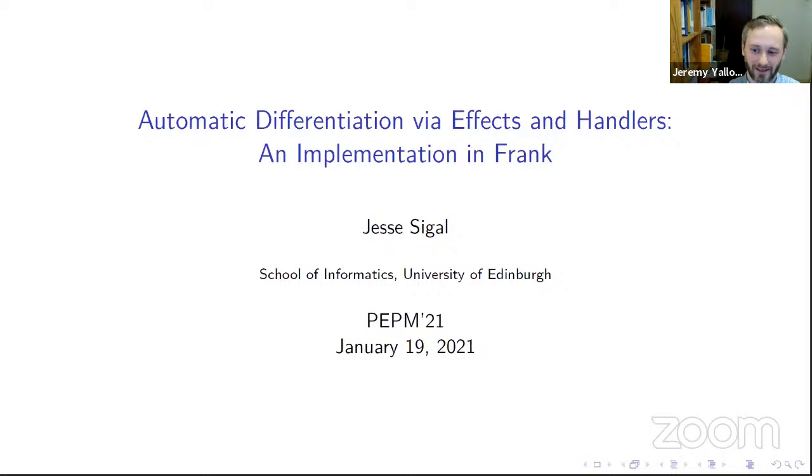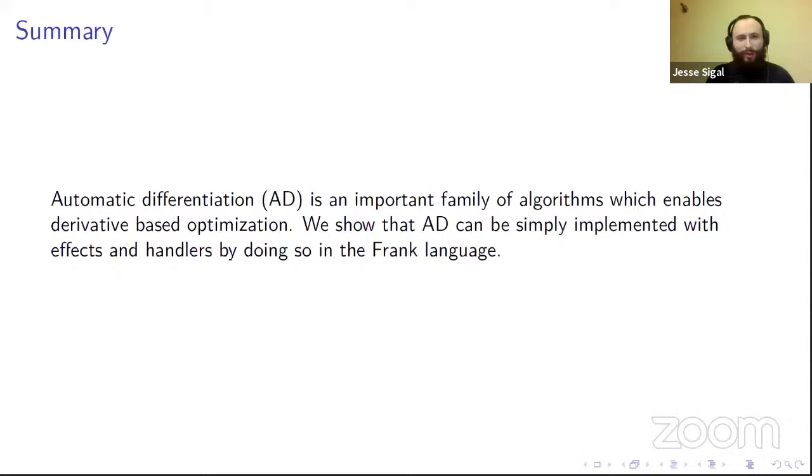Over to you, Jesse. Thanks for the introduction, and hopefully this won't go over time, but we'll see. So, a quick summary: automatic differentiation is an important family of algorithms which enables derivative calculation, and in particular derivative-based optimization. I'm going to show here that AD can be simply implemented with effects and handlers by doing so in the Frank language. So this will be a presentation by proof of existence of a program. There'll be a good bit of code and example evaluation, and hopefully not too much.